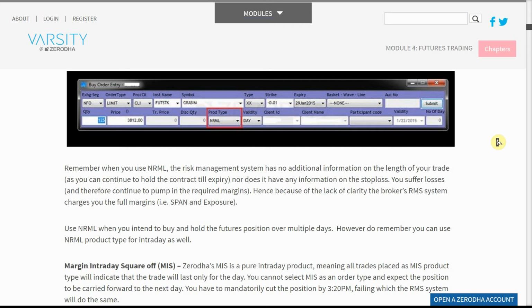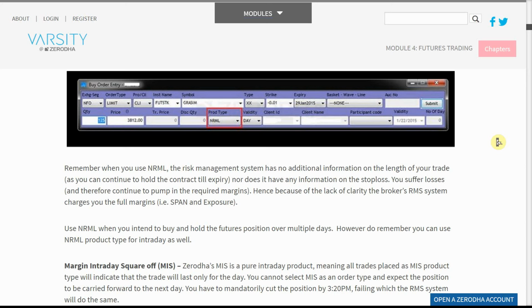Margin intraday square off, MIS. Zerodha's MIS is a pure intraday product, meaning all trades placed with the MIS product type will indicate that the trade will last only for the day. You cannot select MIS as an order type and expect the position to be carried forward to the next day. You have to mandatorily cut the position by 3:20 p.m., failing which the RMS system will do the same.